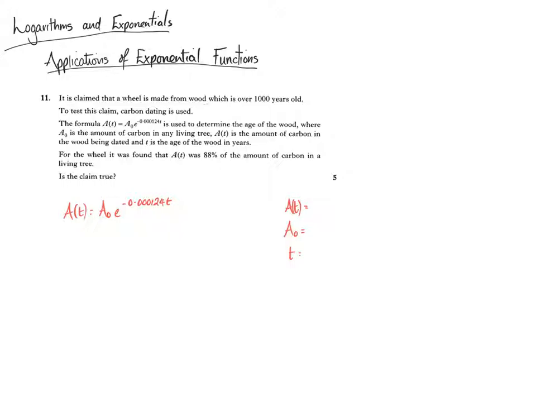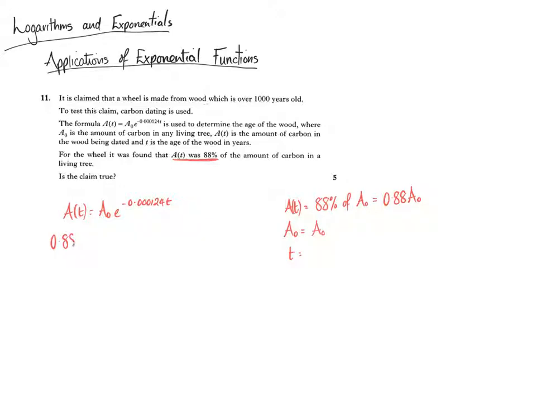And the thing that's going to help us is this. A_t was 88% of the amount of carbon in a living tree. So A_0 is the standard on a normal tree, and we know that A_t is 88% of that initial A_0. We can rewrite that as a decimal as 0.88 A_0. So now we've got something we can substitute in and see where that leads us.